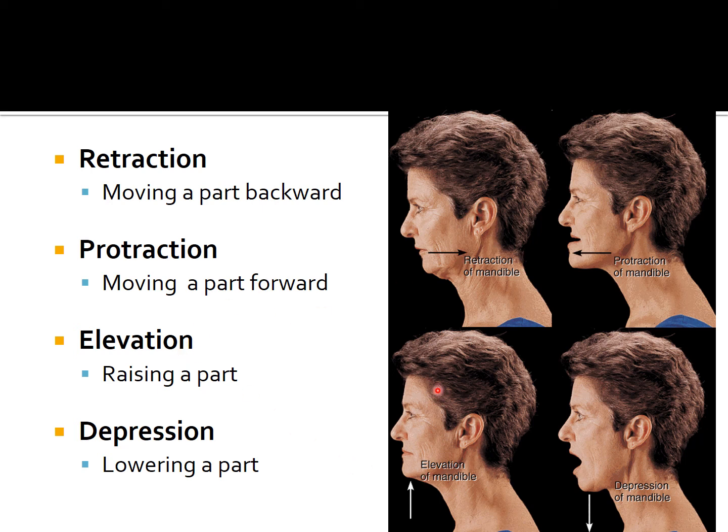And elevation and depression. Elevation is closing the mouth and depression is opening the mouth. All these are taking place in the mandibular joint, also referred to as the temporomandibular joint. So protraction, retraction, elevation and depression take place in the temporomandibular joint.